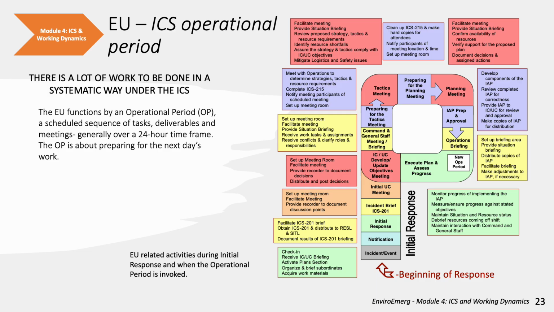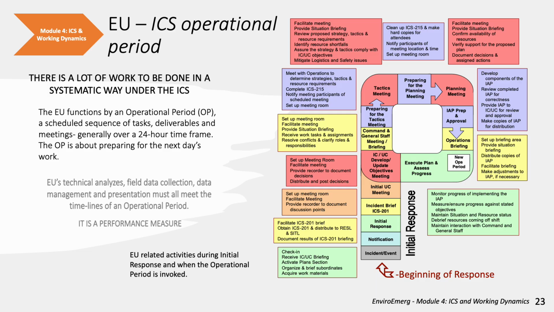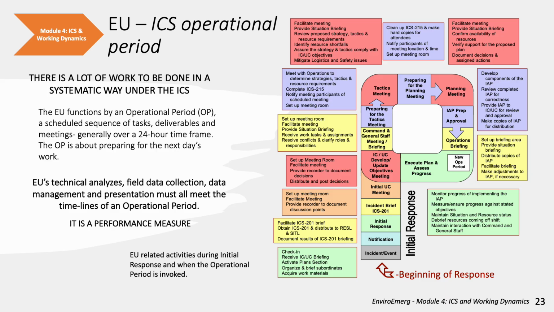There's a lot of work to be done in a systematic way on an incident command system. The environmental unit functions in accordance with an operational period, a planning process, which is a scheduled sequence of tasks, deliverables, and meetings, generally over a 24-hour period. The operational period is about preparing for the next day's work. Take a look at the graphics to the right. You can see all the different meetings and products and assignments that need to be done on a daily basis. The environmental unit's technical analyses, field data collection, data management, and its presentations must all meet the timelines of an operational period. It is a performance measure.